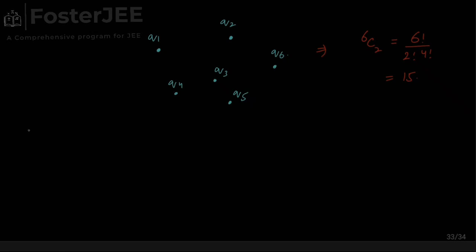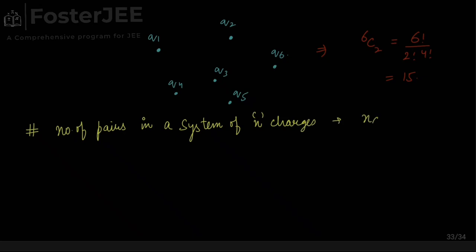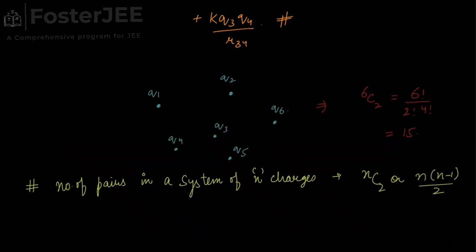Now, while counting the number of pairs in a system of n charges, that would be nC2, or n into n minus 1 upon 2. Now, let's take up a problem just to understand all that we have discussed today.